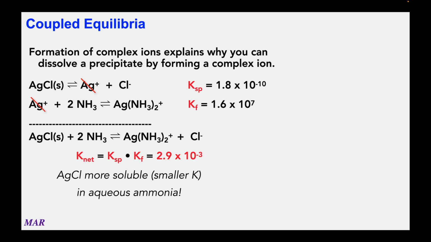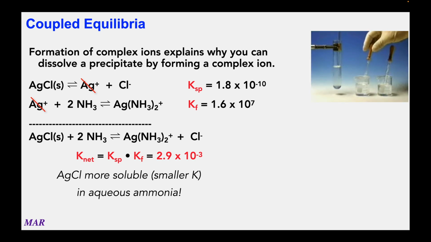This comes out to be 2.9 times 10 to the minus 3. So even though it's still reactant favored, it's much less reactant favored than the KSP for silver chloride. So it's much more likely to get rid of the silver chloride by adding ammonia than if you don't add the ammonia. So this is kind of a positive use sometimes if you want to have cool glassware. And of course, that's what we try to do here at Mount Hood.